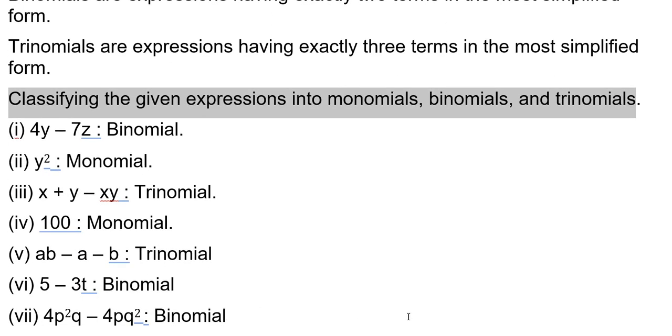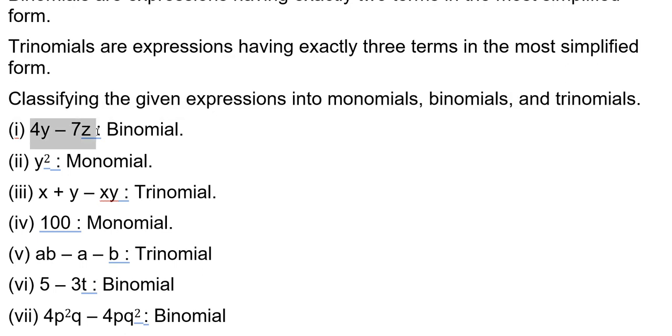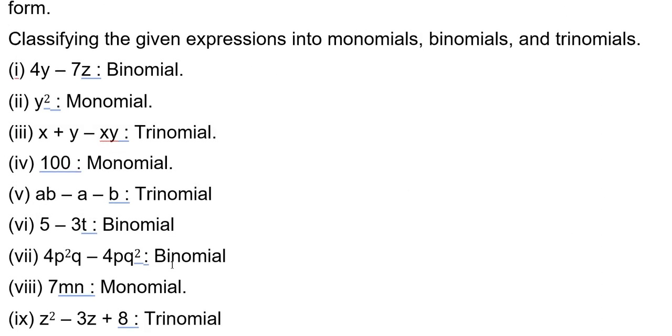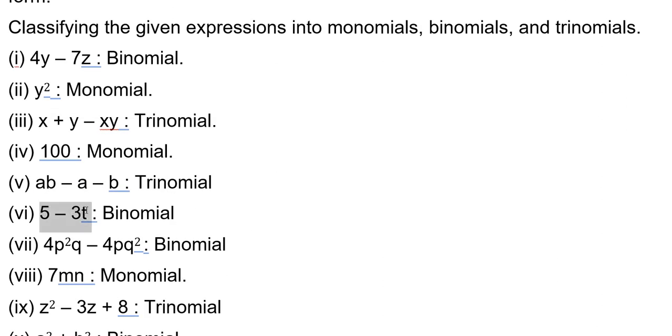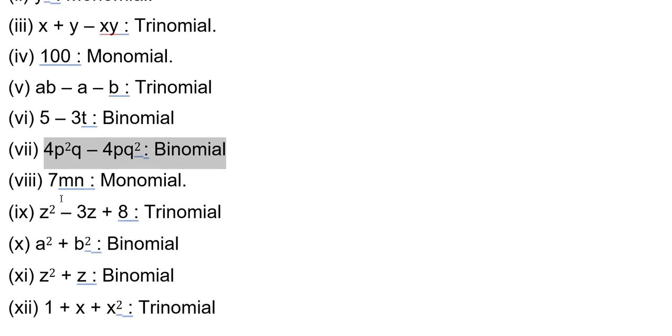First one, 4y minus 7z, binomial. Two terms are there. Y square, second one, monomial. Three terms are there, third problem, x plus y minus xy, trinomial. 100, monomial. Fifth problem, ab minus a minus b, trinomial. Sixth problem, 5 minus 3t, binomial. Seventh problem, 4p square q minus 4p q square, binomial.